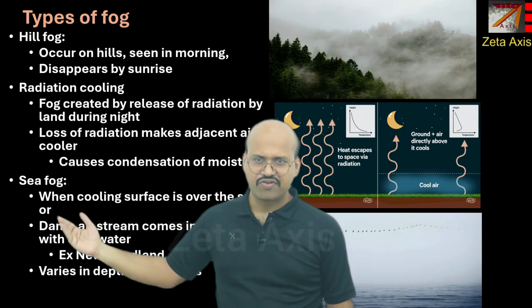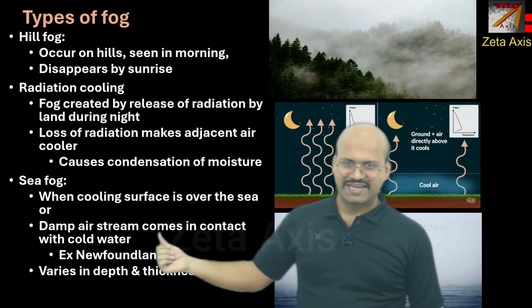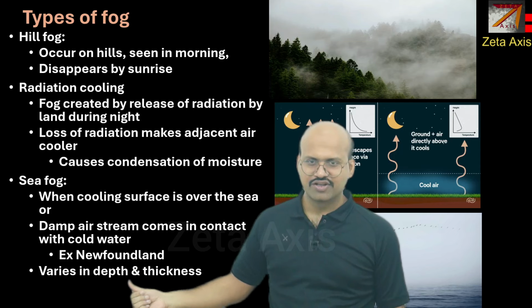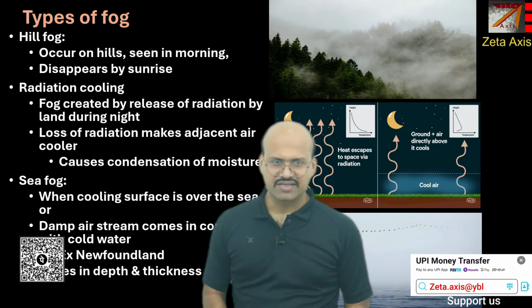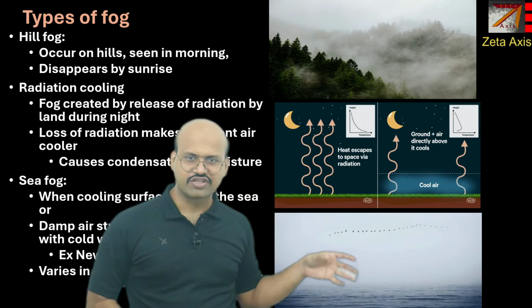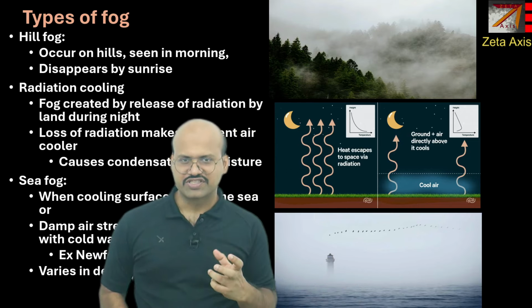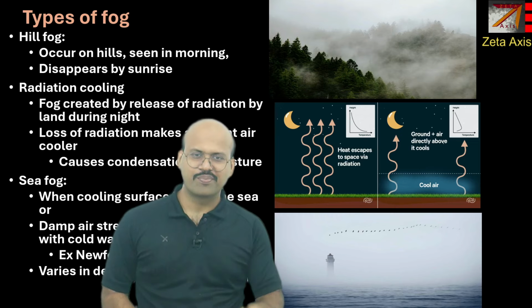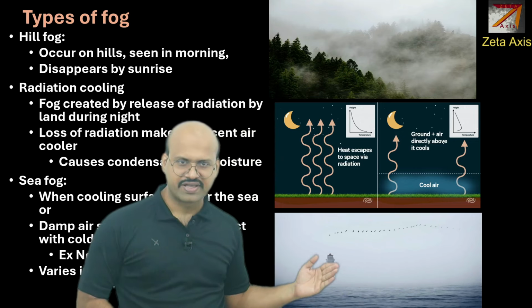Next is sea fog. When the cooling surface is over the sea, a damp air stream comes in contact with cold air, for example Newfoundland. These types of fogs vary in depth and thickness. So sometimes there is a cold ocean current, and when warm air which has a lot of moisture comes in contact with that cold ocean current, the moisture in the air will condense to form fog over the sea.